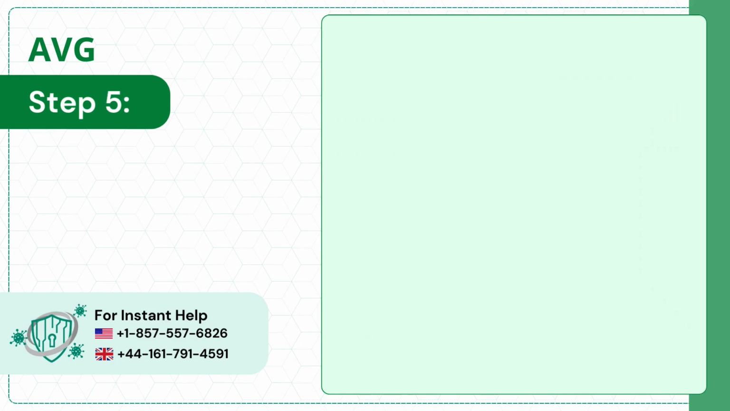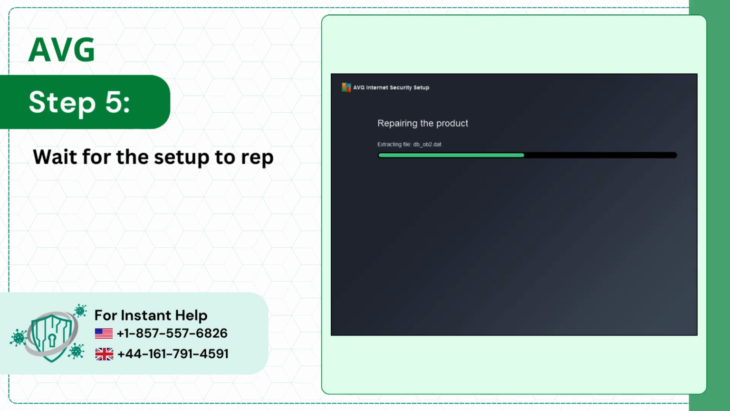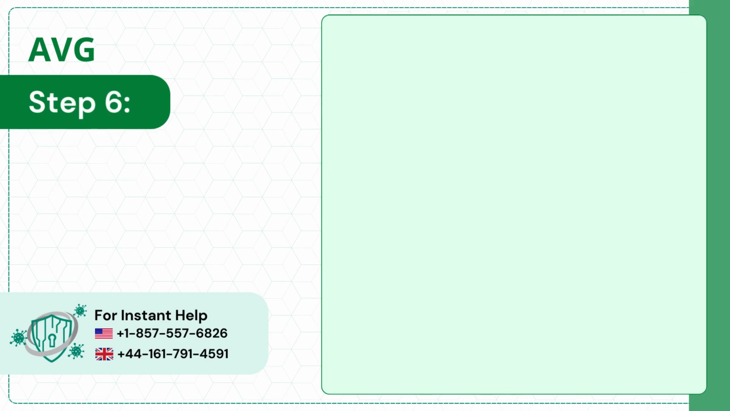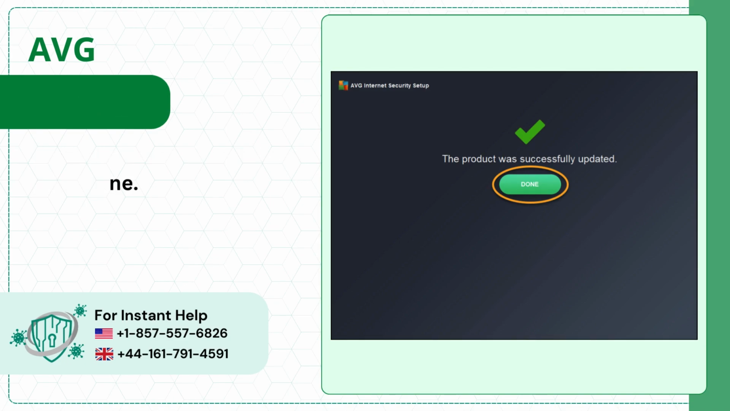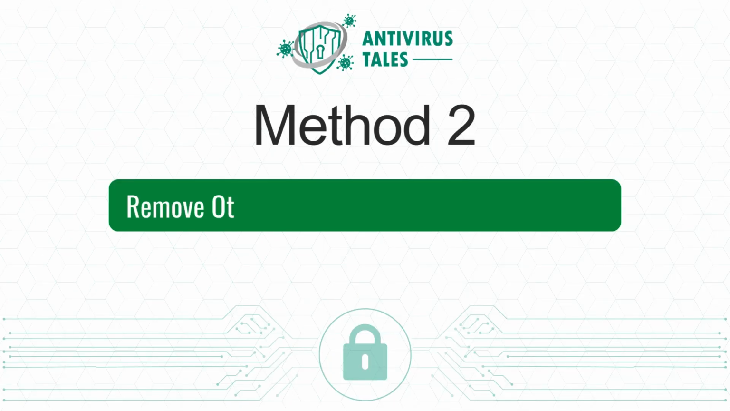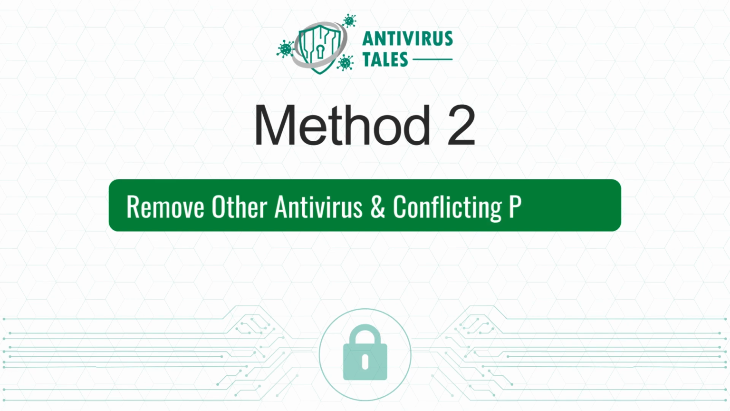Step 5. Wait for the setup to repair AVG Antivirus. Step 6. Once the repair is complete, click Done. Method 2. Remove other antivirus and conflicting programs.